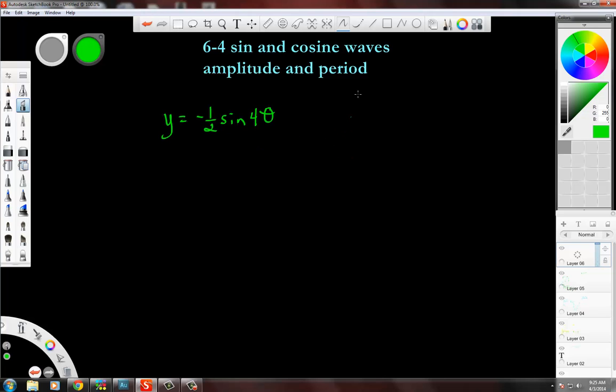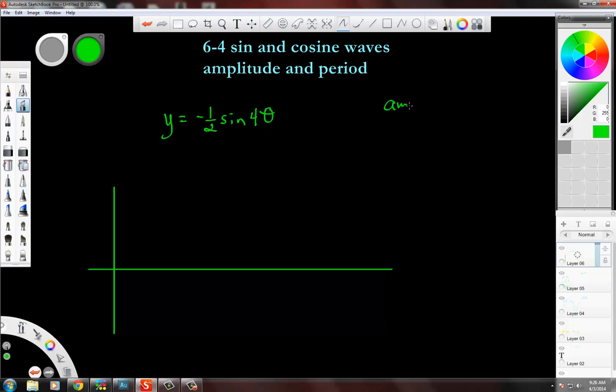Let's see if you got this or not. First of all, we'll make a little graph. Down, over. And I want you to find the amplitude, the period, and sketch me a little picture as best you can of the graph. Okay, I'll be back in a second.